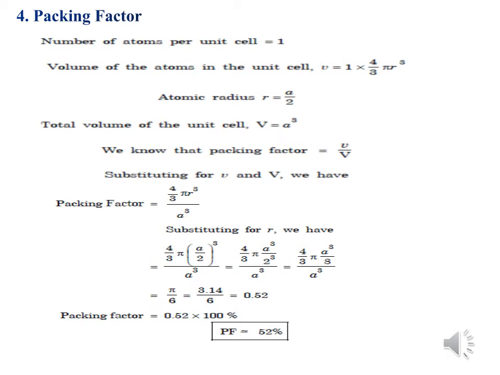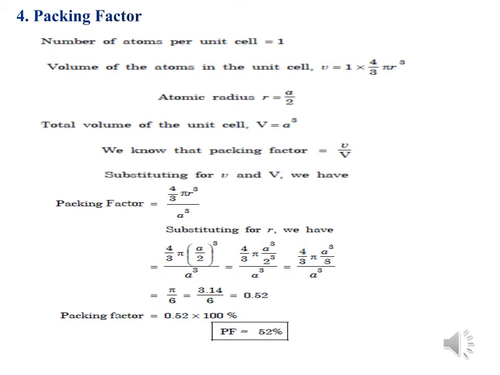Let us discuss all the above parameters one by one for a simple cubic crystal structure. First, the number of atoms present per unit cell equals 1. The volume of atoms in the unit cell, small v, equals 1 into the volume of one atom, 4 by 3 pi r cube. Atomic radius r equals a by 2. We substitute the r value: a by 2 cubed gives a cube divided by 8. We simplify these values to find small v.